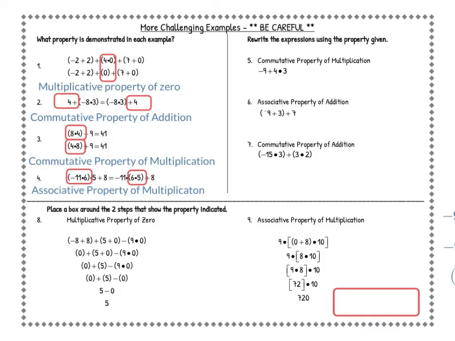Now let's take a look at the right-hand side where it says rewrite the expressions using the property given. In the first one, I've got negative 9 plus 4 times 3, and it wants me to do the commutative property of multiplication. In the second one, it says the associative property of addition. And this last one, it says the commutative property of addition. I want you to try and rewrite these problems on your own. Pause the video now, then press play again to see if you are right.